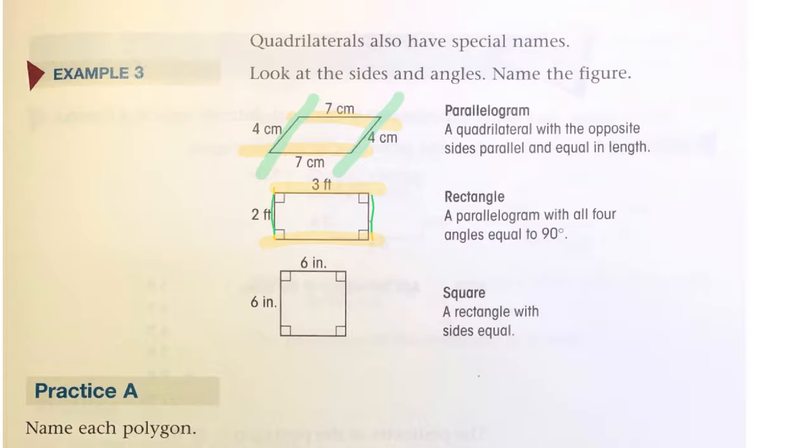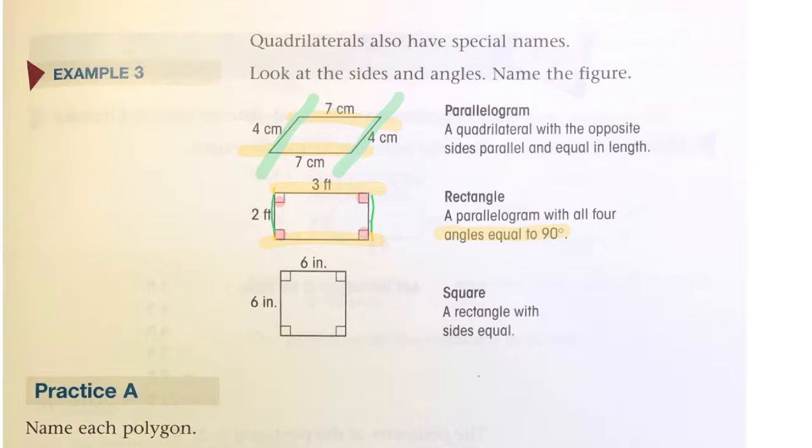Now the difference with the rectangle is that the angles are all 90 degrees, and those are shown in each of these corners, making a box. A little box in the corner of an angle means 90 degrees. So a parallelogram is a quadrilateral with the opposite sides parallel and equal in length. Now a rectangle is also a parallelogram, except it also has the angles all equal to 90 degrees.